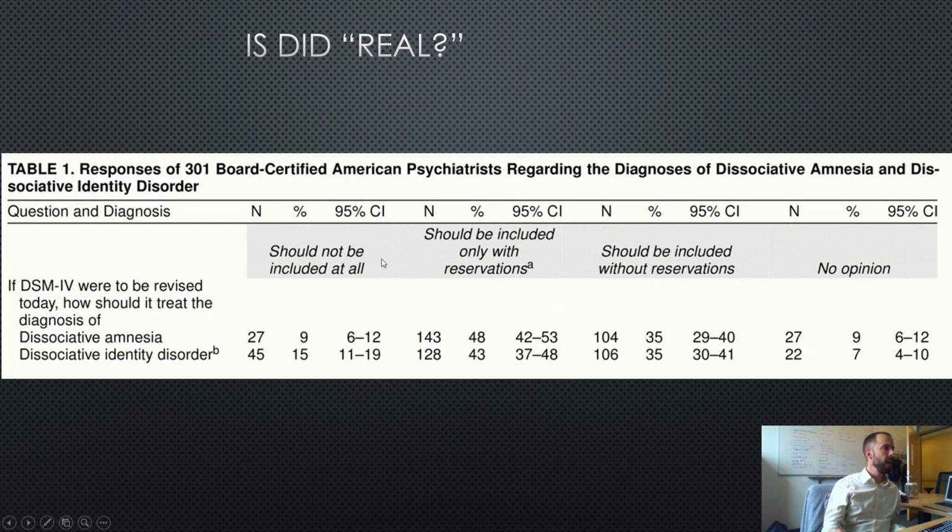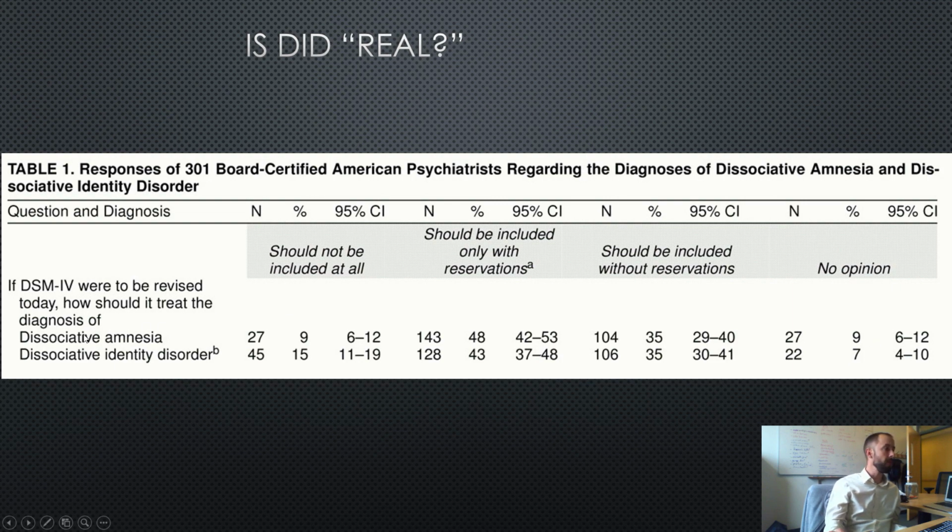So I'm just showing you the survey here. The question: if the DSM-4 were to be revised today, so this is an older survey from, I'd say, the early 2000s, before the DSM-5 came out, how should it treat the diagnosis of DID? 10 to 15% of people said DID should not be in the DSM at all. 40% said it should be included, but only with reservations, like saying we don't know much about this, more research is needed. 35% say it should be included without reservations. And 7% of people had no opinion about it.